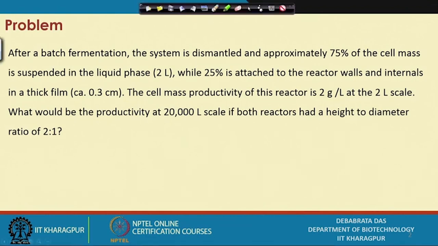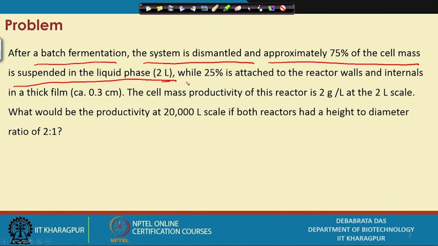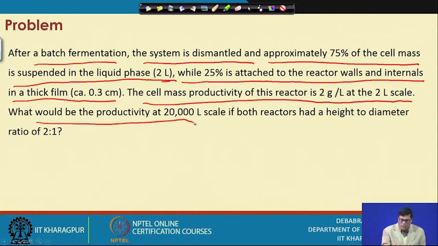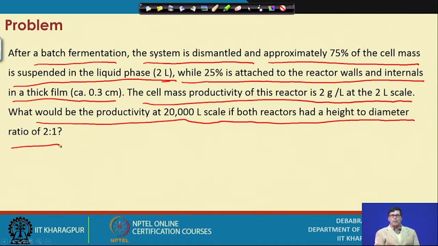The problem says: after a batch fermentation, the system is dismantled. Dismantled means you just open it up, and approximately 75% of the cell mass is suspended in the liquid phase, that is the 2 liters, while 25% is attached to the reactor wall and internals with a thickness calculated as 0.3 centimeter. Cell mass productivity of the reactor is 2 gram per liter at 2 liter scale. What will be the productivity at 20,000 liter scale if both reactors have a height to diameter ratio of 2:1?